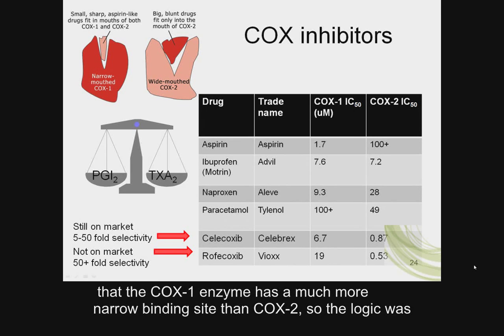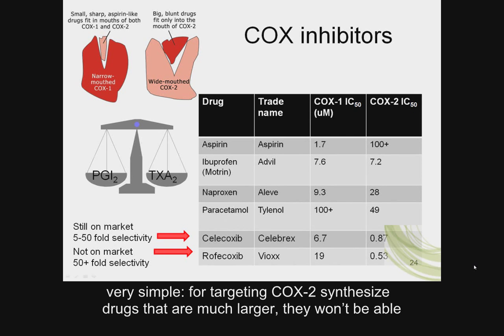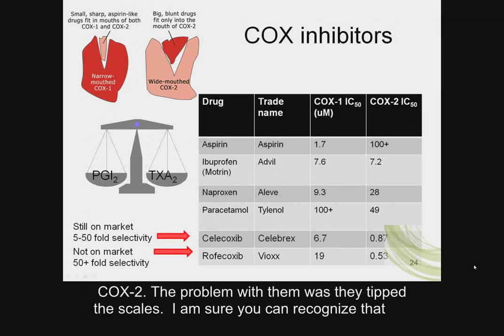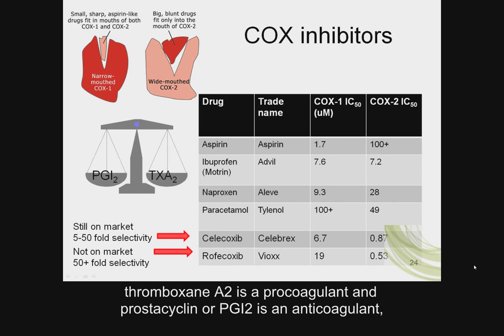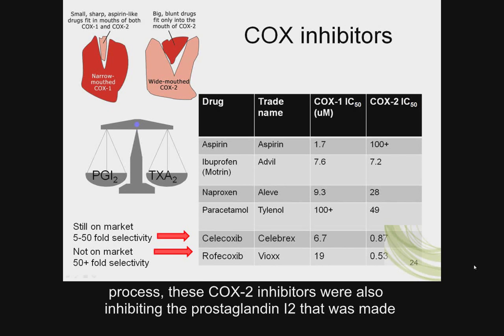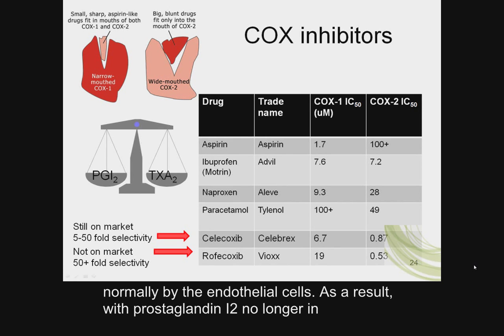So the logic was very simple. For targeting COX-2, synthesize drugs that are much bigger. They won't be able to bind into the narrow binding site of COX-1, and therefore they will be specific for COX-2. The problem with them was that they tipped the scales the other way. I'm sure you can recognize that thromboxane A2 is a procoagulant, and prostacyclin, or PGI2, is an anticoagulant. It promotes more blood flow. Well, by targeting the prostaglandin I2 during the inflammatory process, these COX-2 inhibitors were also inhibiting the prostaglandin I2 that was made normally by the endothelial cells.